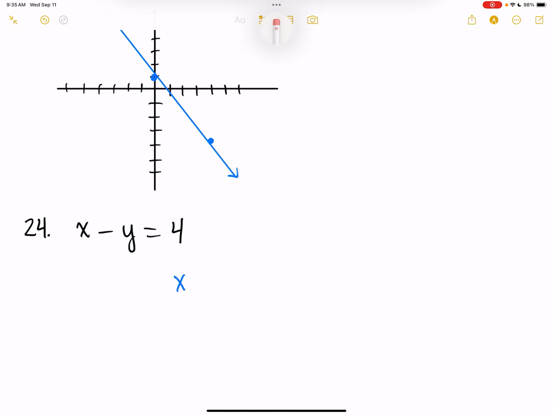So the x-intercept is 4. For the y-intercept, I cover up x. Negative y equals 4, so I would have to divide by the negative, so it's negative 4.